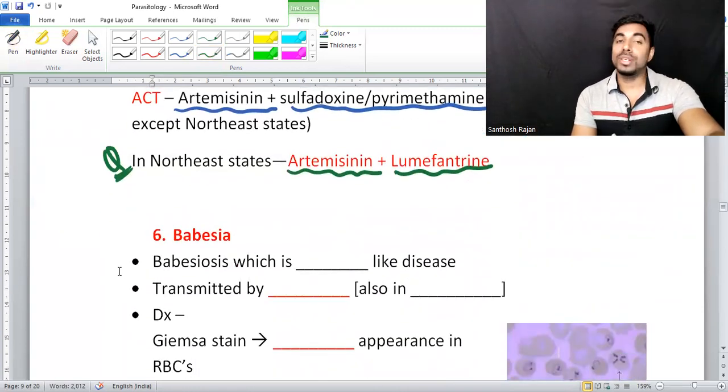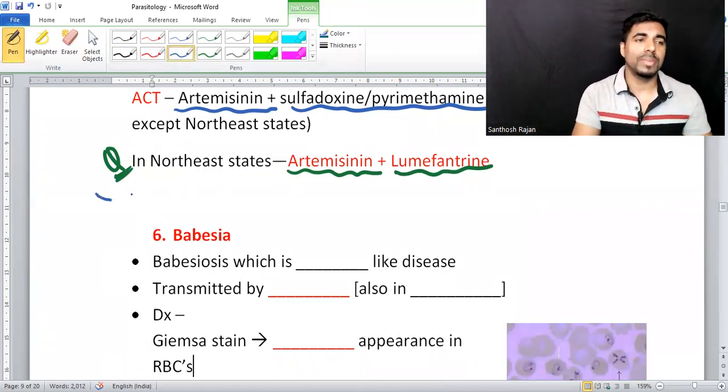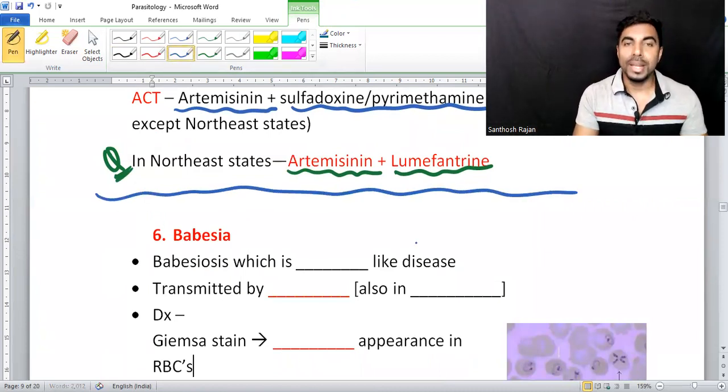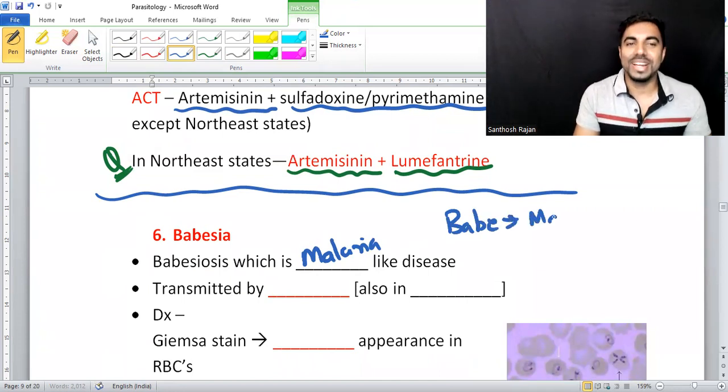Babesia, babesiosis is the next topic. Why babesiosis with malaria? Babesiosis is rare in India, very, very rare. But it is something which mimics malaria. Remember that. Babesia, the baby gets malaria. Okay, baby gets malaria. So babesiosis, which is transmitted by which one?